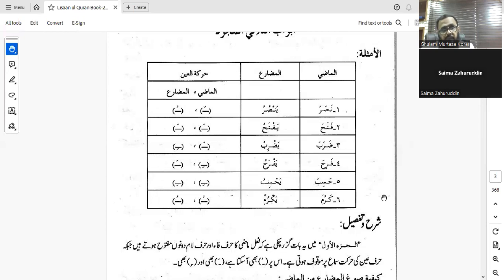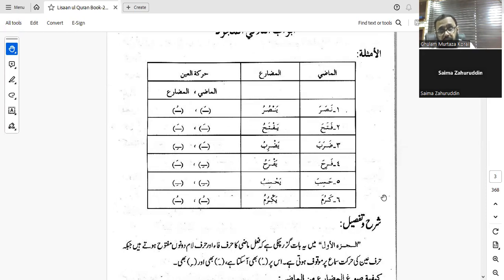What is wazan? If there is a change of harakat, fatha, kasra or damma, in the kalimatul ain of mazi or muzari, like nasara yansuru, the kalimatul ain in mazi is maftuh and in muzari is madmum. So this is the first chapter, nasara yansuru, and a number of other verbs join it. Fataha yaftahu means fa'ala yaf'alu: the kalimatul ain of both mazi and muzari are maftuh.